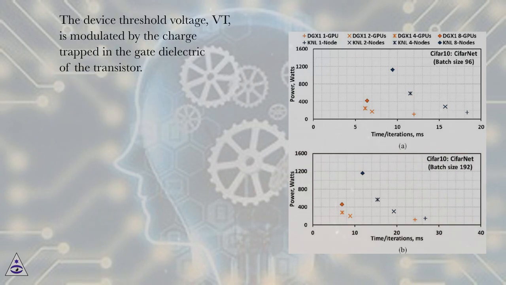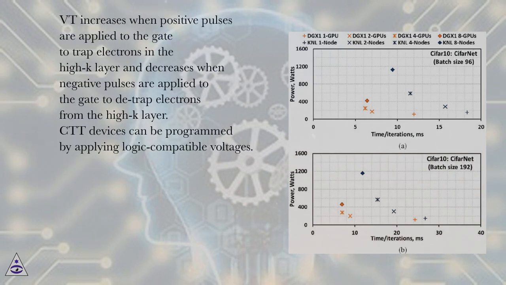The device threshold voltage, VT, is modulated by the charge trapped in the gate dielectric of the transistor. VT increases when positive pulses are applied to the gate to trap electrons in the high-K layer, and decreases when negative pulses are applied to the gate to detrap electrons from the high-K layer. CTT devices can be programmed by applying logic-compatible voltages.